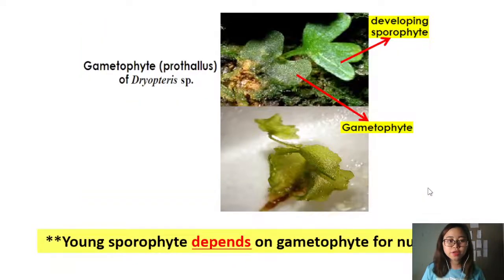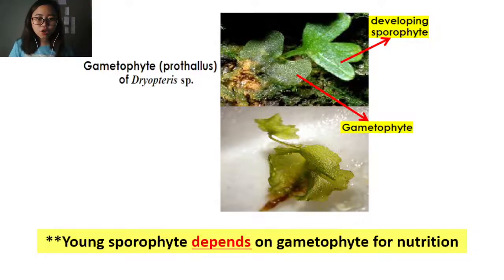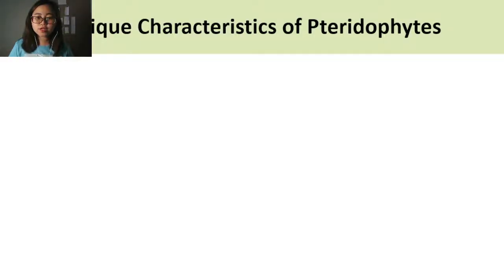See, very small. And in this diagram, we can see that there is a young sporophyte growing out of this gametophyte. So this is the developing sporophyte growing out of the gametophyte. This is another one. You see the very young sporophyte growing out of the gametophyte. So at this stage, the young sporophyte will depend on the gametophyte for nutrition until it is big enough to do its own photosynthesis. Okay, so that is one unique characteristic of pteridophytes.